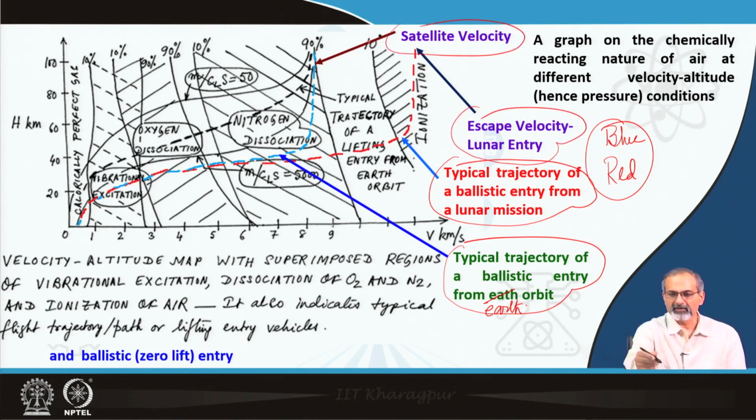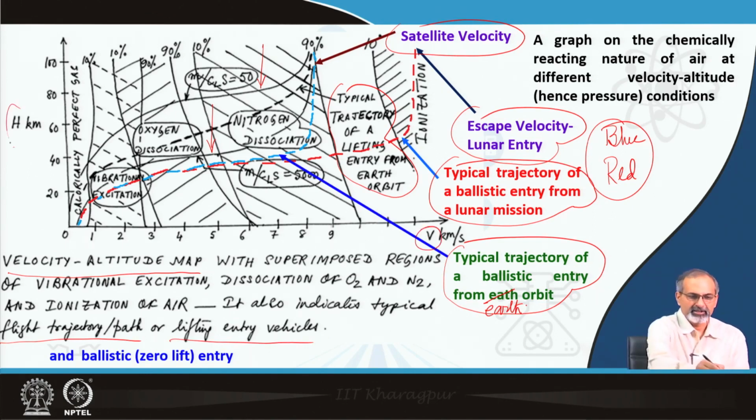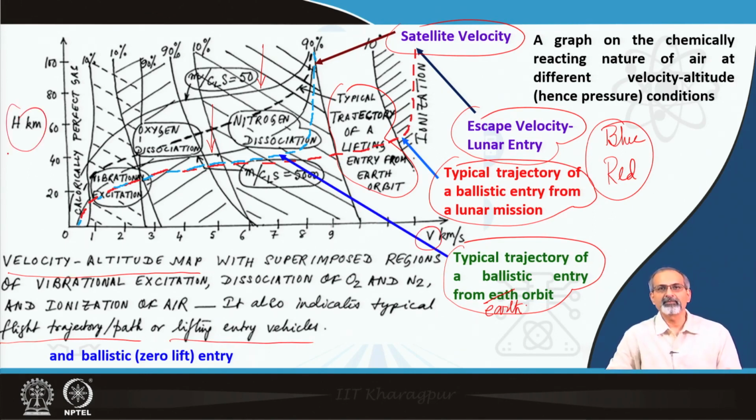We have marked satellite velocity for the other trajectories, and you can see the other plots that we find over here. The curves are essentially catering to the typical trajectory of lifting entry from Earth orbit. So, there are a number of trajectories that we are talking about because we are talking about a velocity altitude map. Apart from the flight trajectory path or the profiles which they follow for the VH kind of regime that they pass through, the velocity versus altitude regimes that they pass through.